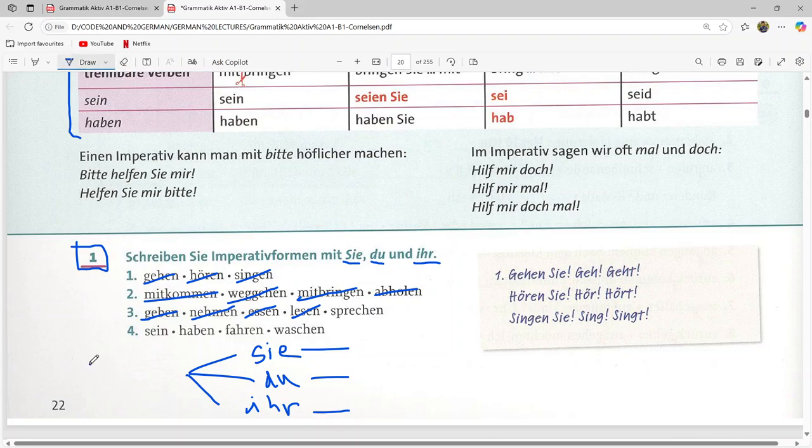So we have the verb sprechen. So it will be sprechen Sie, no problem. Then for the du form, sprichst du is the normal form, right? So we have to use until that, it will be sprich.